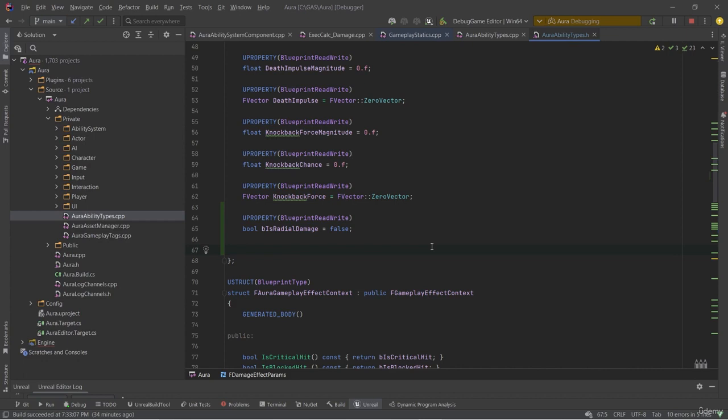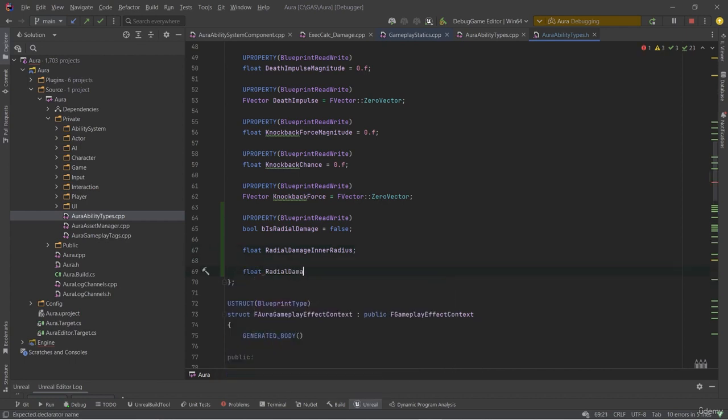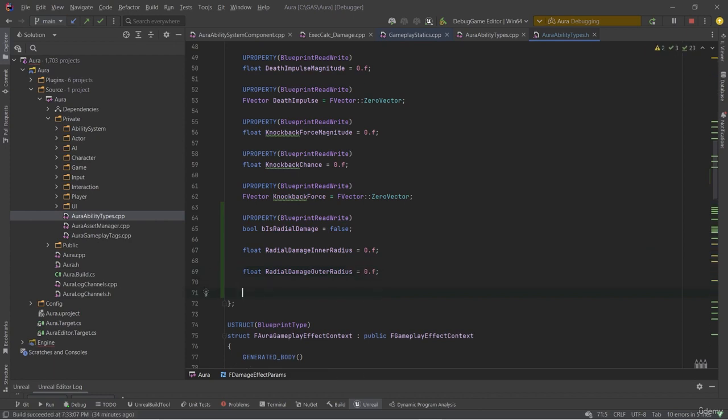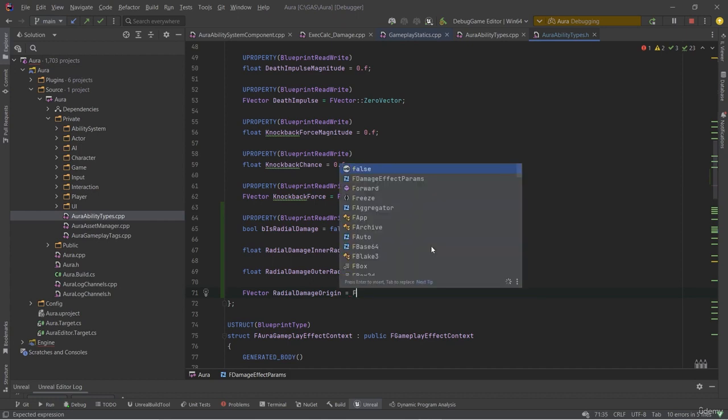Now, in addition to this Boolean that we can check to see if we even have radial damage, we can have a few radial damage parameters. We're going to have a float, and this can be our radial damage inner radius. We can have a float radial damage outer radius. And we can initialize these both to 0. And we can also have a radial damage origin, which can be an F vector. So we'll make an F vector radial damage origin. We'll initialize it to the 0 vector.